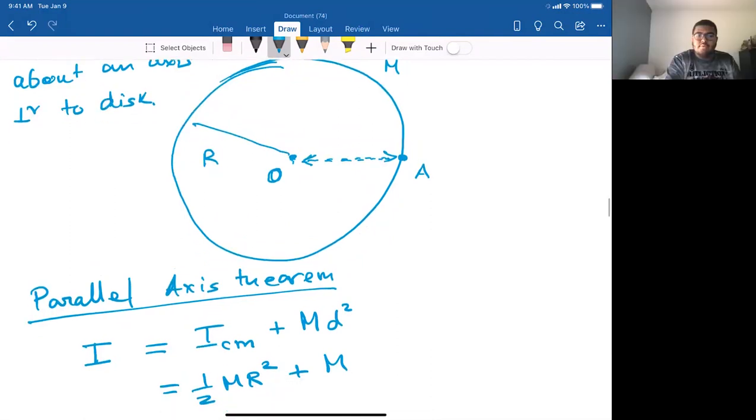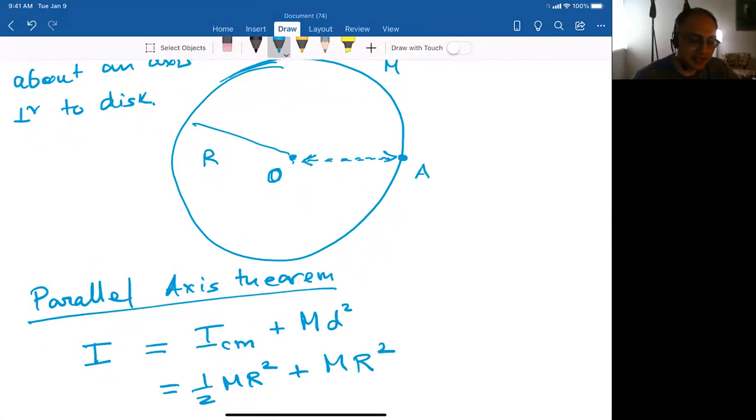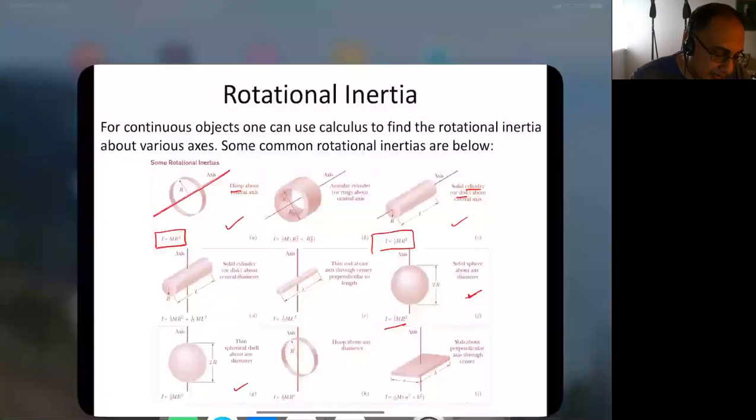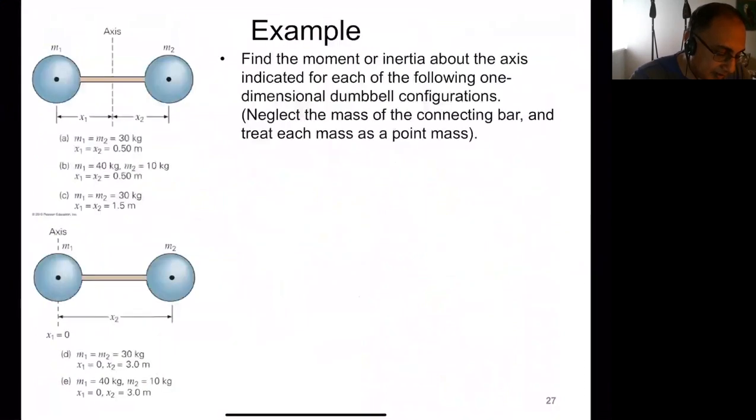The radius of the circle. Yes, exactly. And so the answer would be 3/2 mr squared. So to find the moment of inertia about an axis parallel to an axis that passes through the center of mass of the object, you can use the parallel axis theorem. That makes sense to all of you? All right, so that's really all that we need to know in this chapter by way of theory.